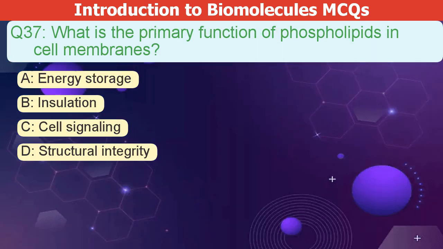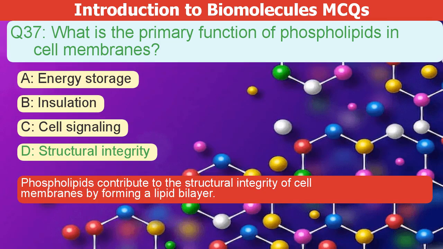What is the primary function of phospholipids in cell membranes? A. Energy storage. B. Insulation. C. Cell signaling. D. Structural integrity. The correct answer is D.